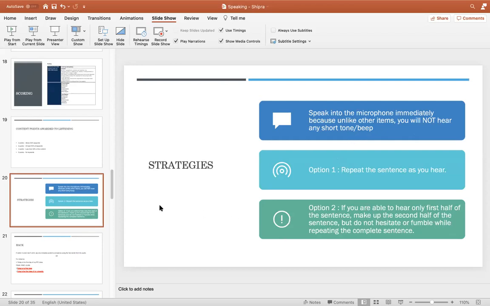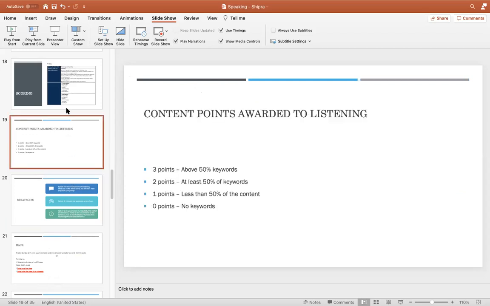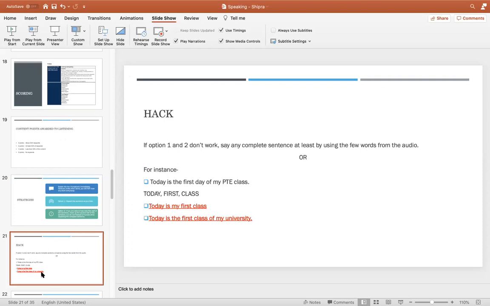If not, you can use the initial strategy. That means you can write the first letter of each word, trying to guess what they are. Okay. Otherwise, you can take notes of some important words and then use them while you're speaking the sentence, because grammar points are not very important for content. The important points are the most important words.